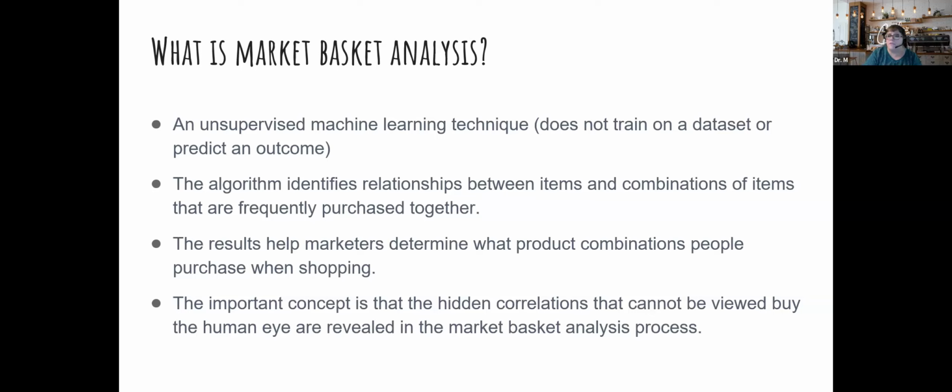So the results of this type of analysis help marketers determine what product combinations people purchase when they shop. What's really important is that it informs where they put those products in the store, right? So if you frequently buy two products together, it would be so much nicer to have them in the same aisle or in the same end cap or in the same area so that you can pick this and that, put it in your basket and go along your way, right? So that's something that's very important.